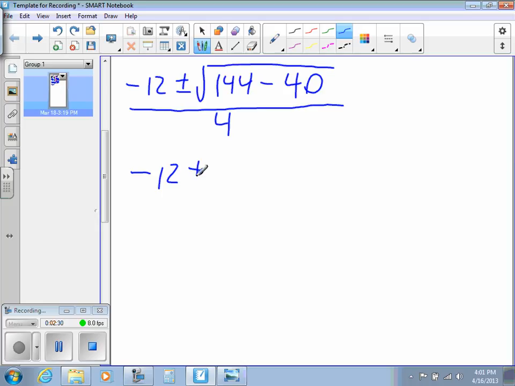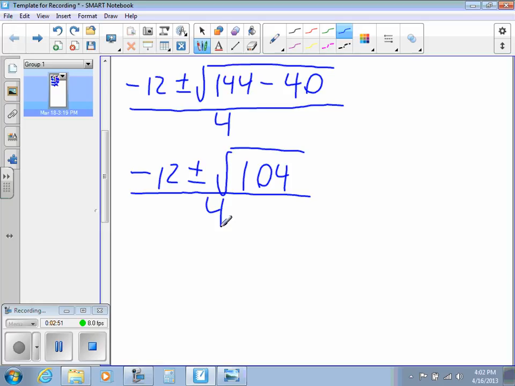Negative 12 plus or minus the square root of, and 144 minus 40 would be 104. And this is over 4. Now, we have an issue. 104 is not a perfect square. So we need to come over here and factor 104 and see if we can simplify it.